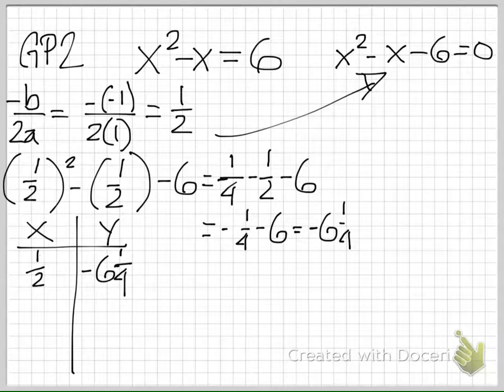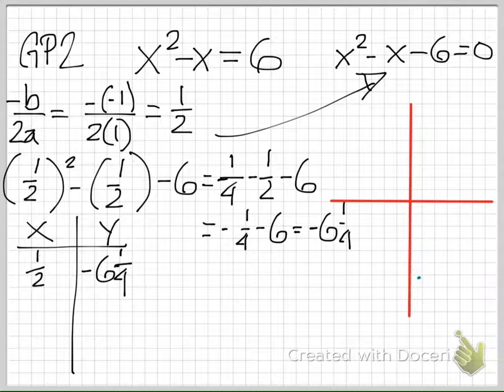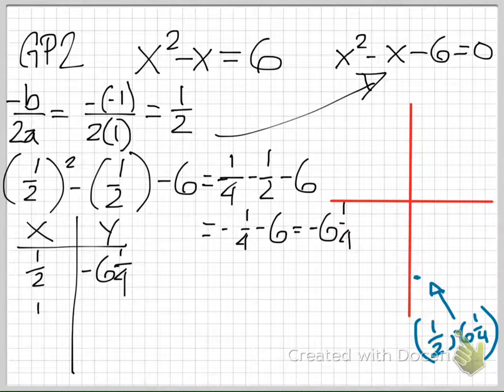So you could take your xy axis and plot out your vertex. My vertex is at 1/2 and negative 6 and 1/4. 1, 2, 3, 4, 5, 6 and 1/4. Give me a point somewhere around here. I know that a is positive, so again, this is going to open upward. And right here is my vertex. Now you need to come up with two values to the right and two values to the left. I see 1, and then 2, and then to the left I see 0 and negative 1.